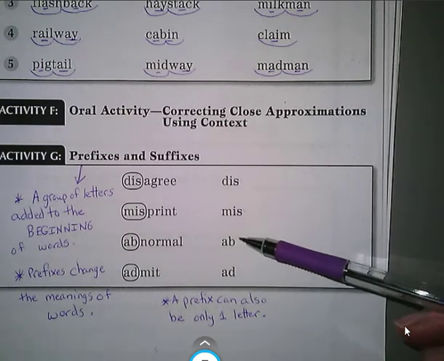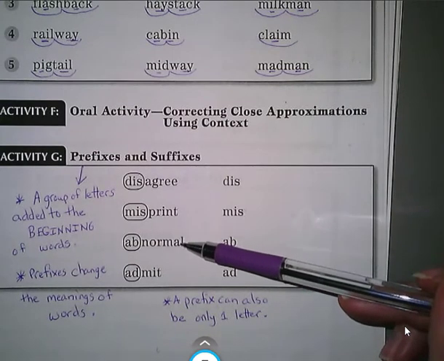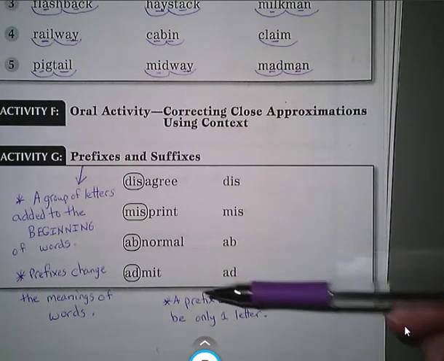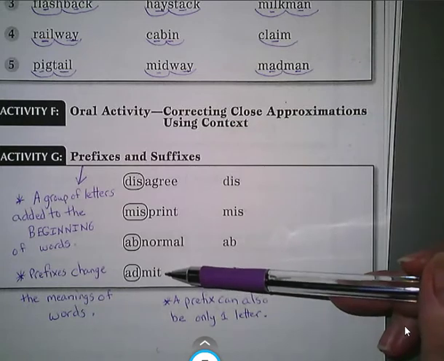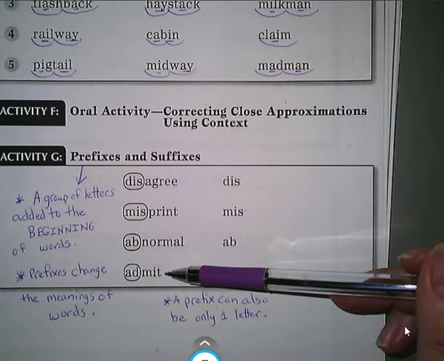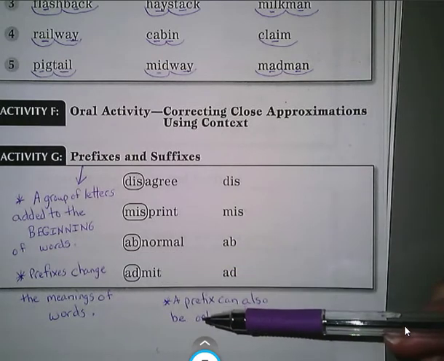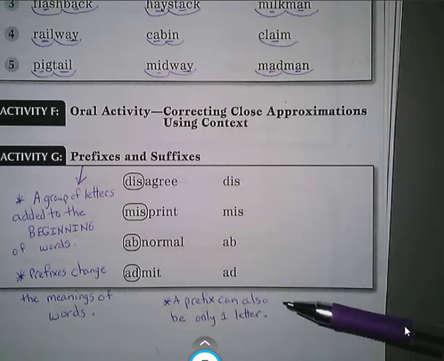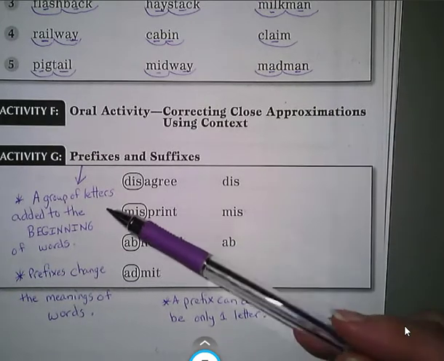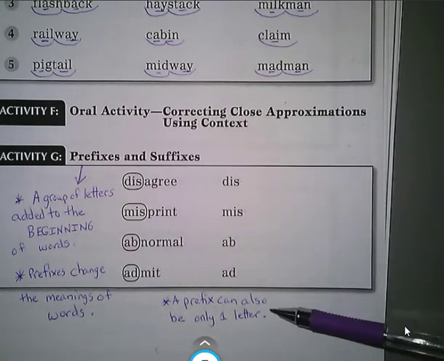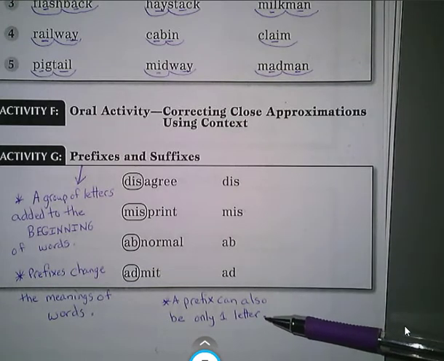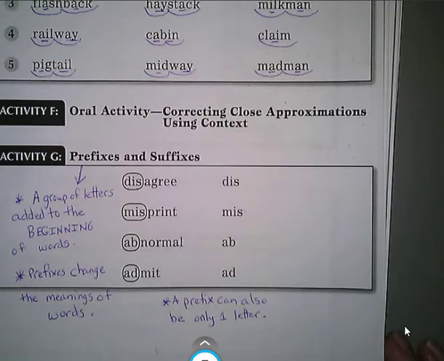And then we have the prefix ab. So we have abnormal, which we would say would be what? Not normal. And then added onto mit, admit. So prefixes go in the beginning of words, change the meanings of the words. And then one other note here is a prefix can also be only one letter. So I know over here I said it's a group of letters added to the beginning of a word, but a prefix can also be just one letter. Okay, make sure you have that. If you don't, go ahead and pause this video. And then what we're going to do is we're going to move on to activity H.